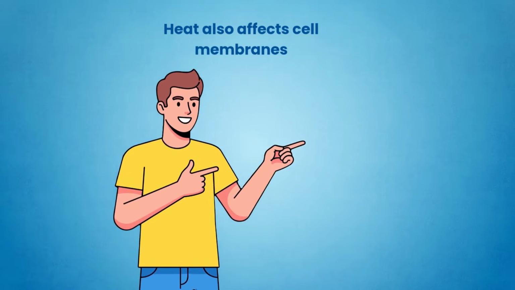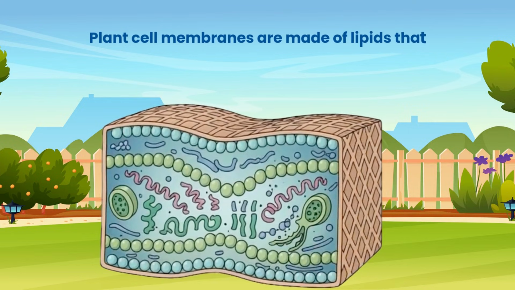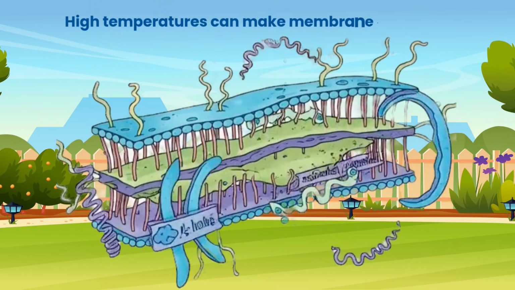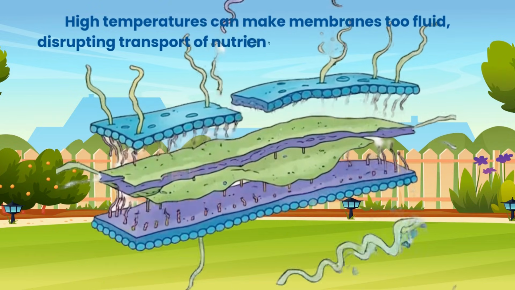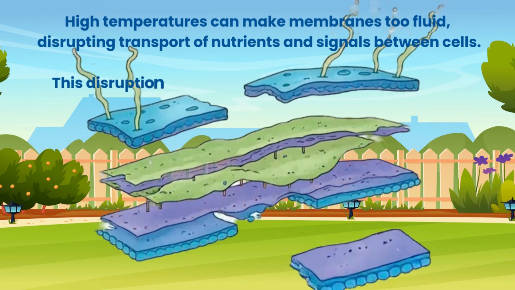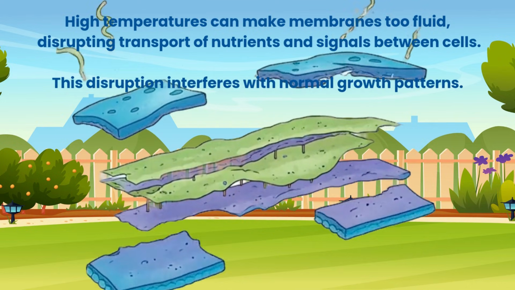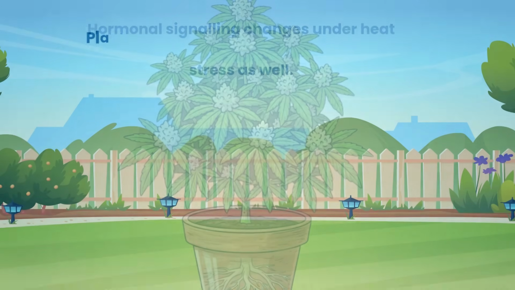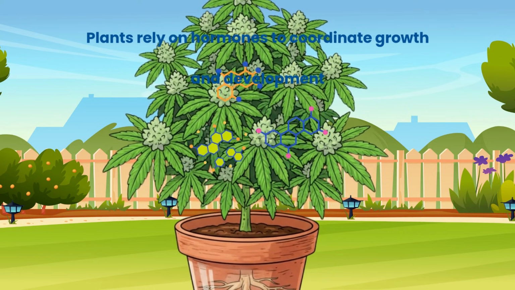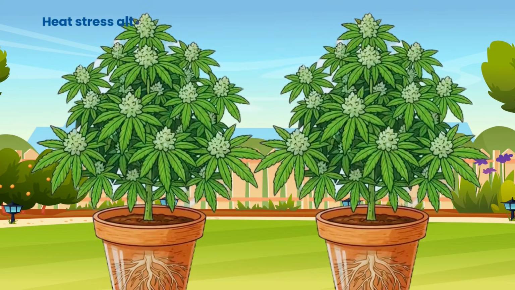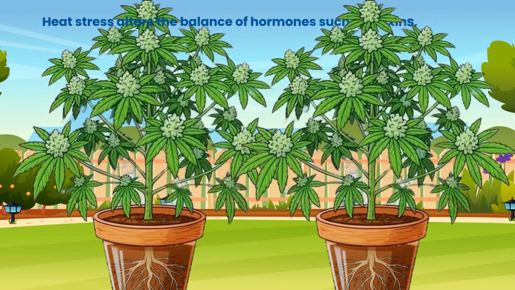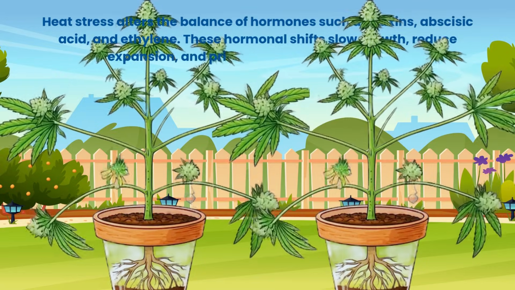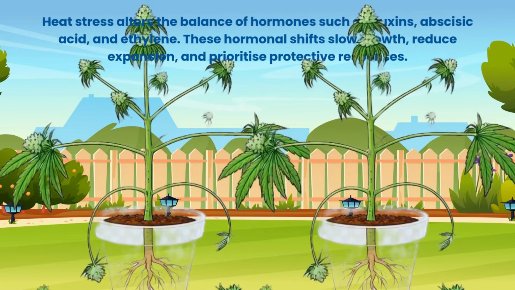Heat also affects cell membranes. Plant cell membranes are made of lipids that must remain flexible to function properly. High temperatures can make membranes too fluid, disrupting transport of nutrients and signals between cells. This disruption interferes with normal growth patterns. Hormonal signaling changes under heat stress as well. Plants rely on hormones to coordinate growth and development. Heat stress alters the balance of hormones such as auxins, abscisic acid, and ethylene. These hormonal shifts slow growth, reduce expansion, and prioritize protective responses.